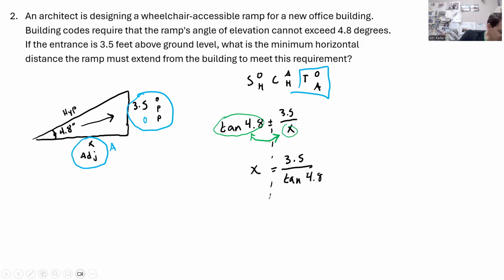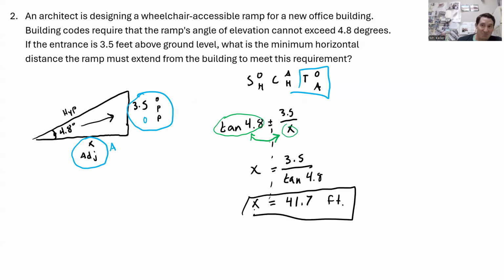And let's see what that is. 3.5 divided by tangent of 4.8. That comes out to 41. Tangent of, so 3.5 divided by tangent of 4.8. Yeah, okay. So X is going to be 41.7 feet.